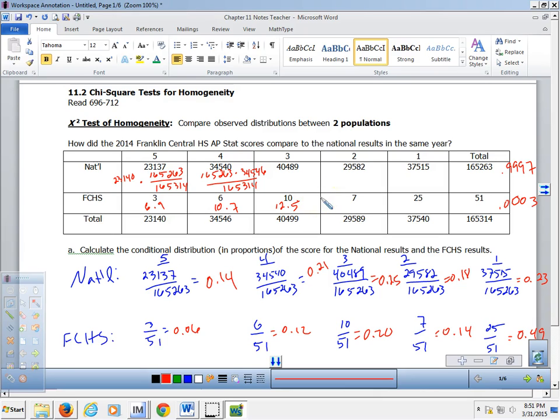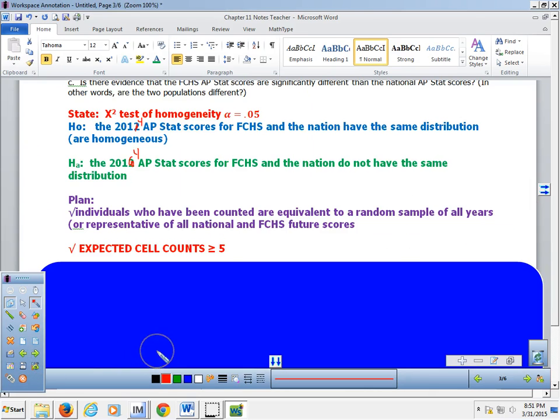And then take 51 times 29,589 and divide it by 165,314 and get 9.1. And then last but not least, take 51 times 37,540 and divide it by 165,314 and we get 11.6. So all of those cells are bigger than 5. And so all of our expected counts are indeed bigger than 5. Okay? So that condition is definitely satisfied.